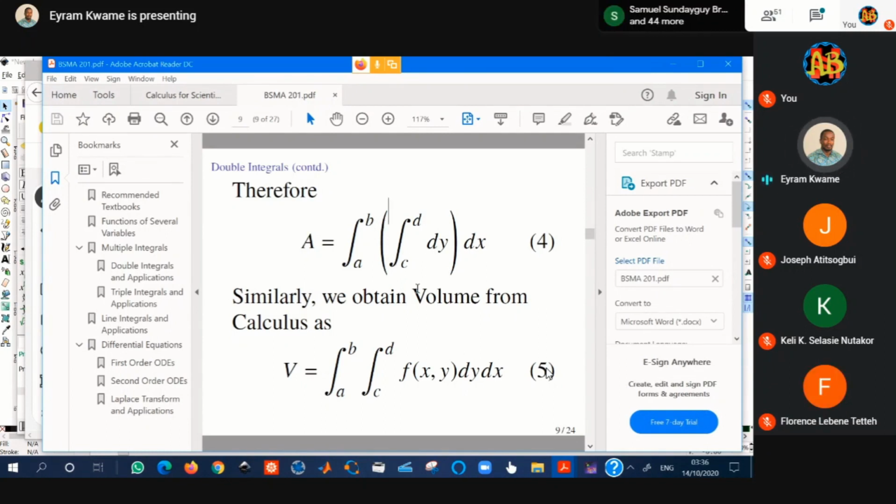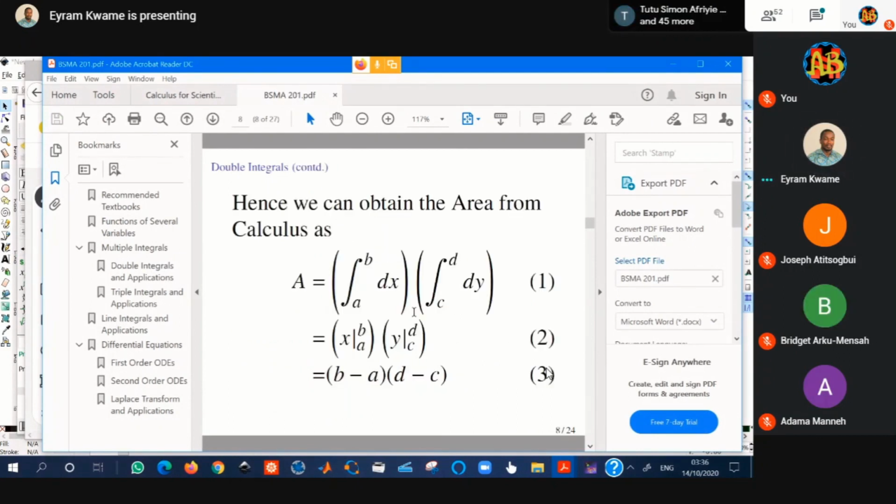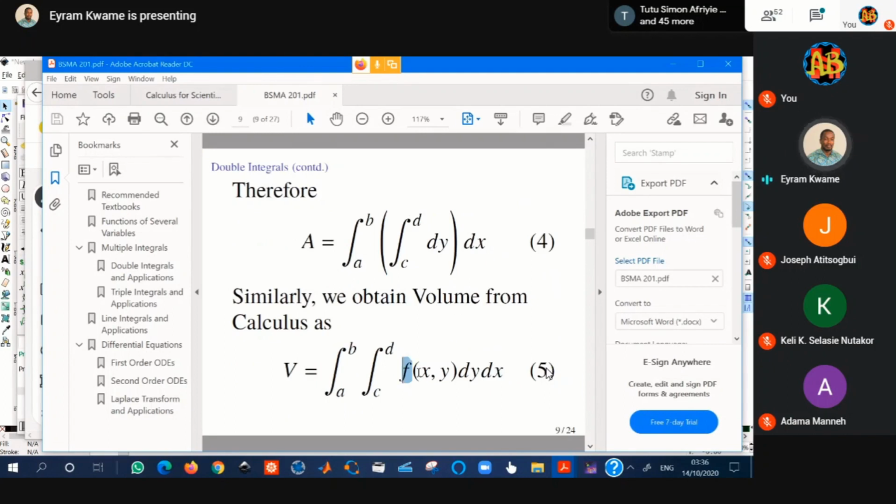Similarly, we obtain volume from calculus as this. And I explained that what the volume does is that we now have a height. This is giving you area, but now we are getting a height which is modeled by the function. The order of the integration is that you integrate y first before you get to x. You do the inner integral, and whatever results you get will then be used in the outer integral.